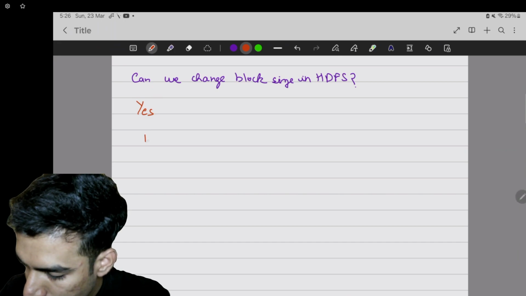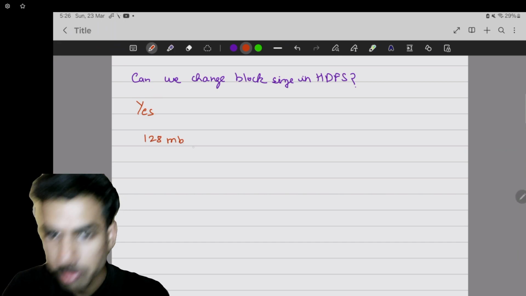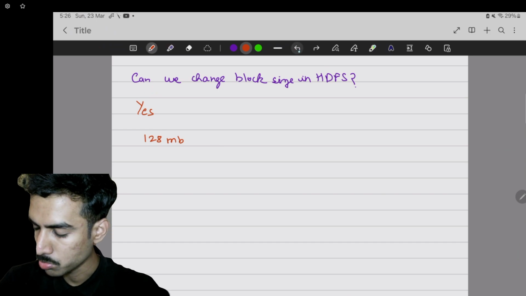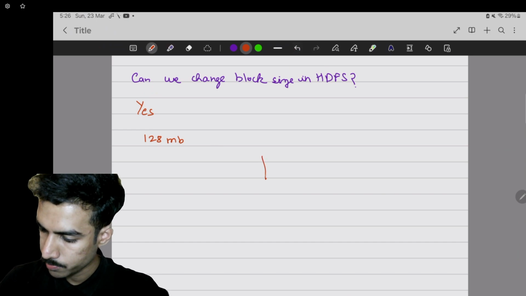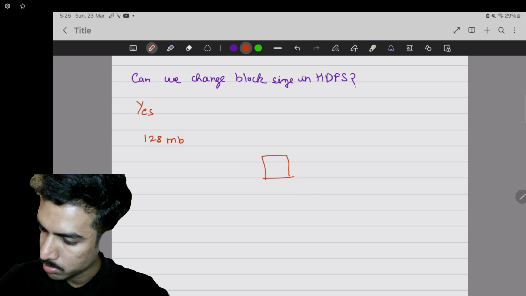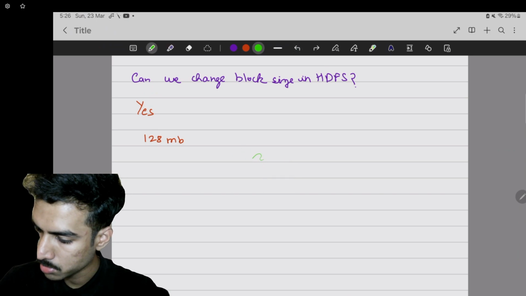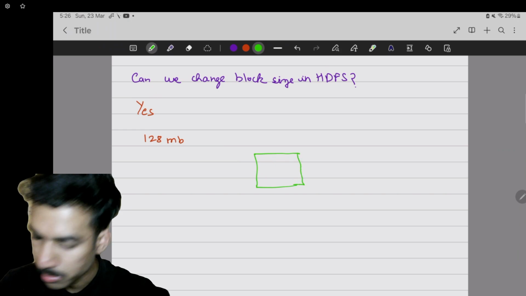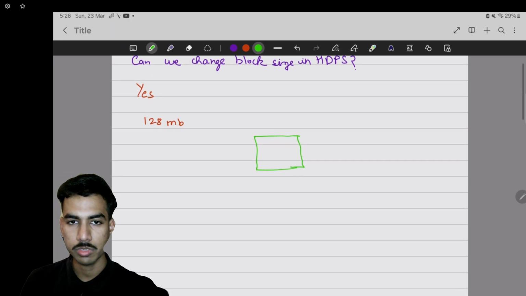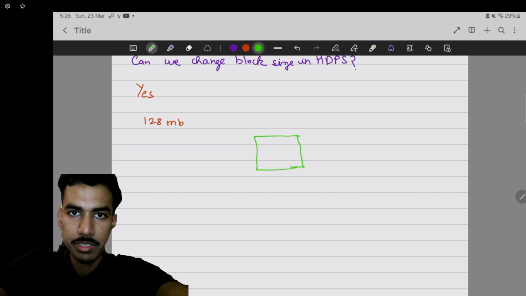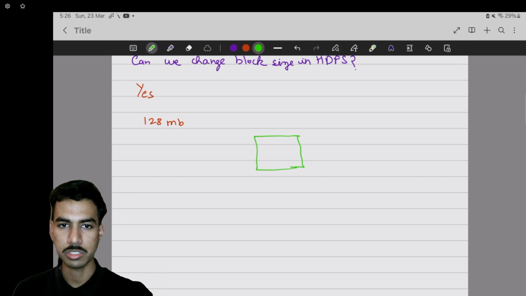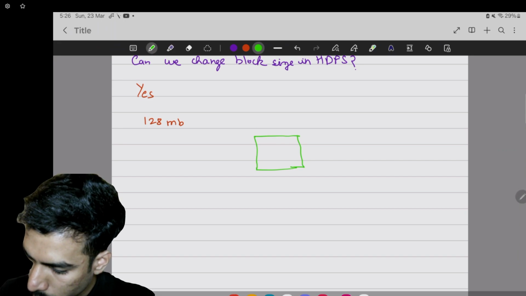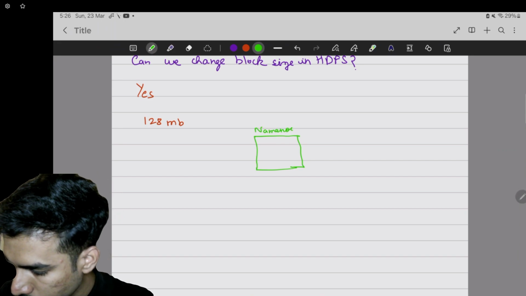Let's say the default size of a block in HDFS was 128 MB. You change it to something else. I will take an example to explain this to you. Let me draw the master slave architecture first. That would make it easier for us to understand. Otherwise, I would have to write too much to explain even a single simple thing. So this is our name node.